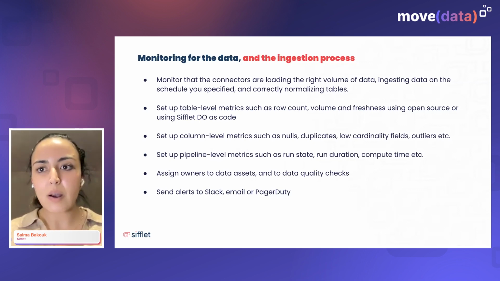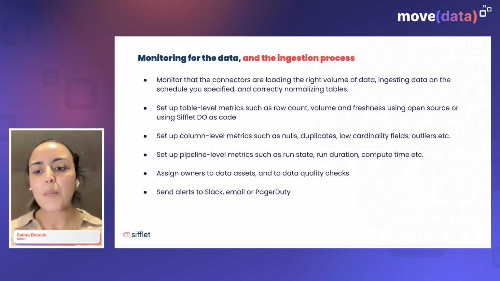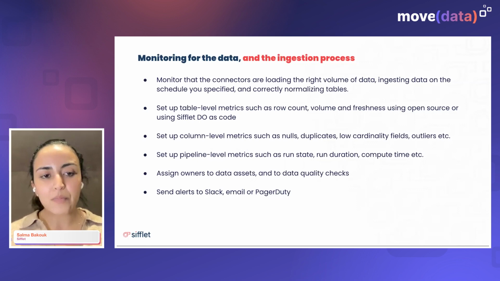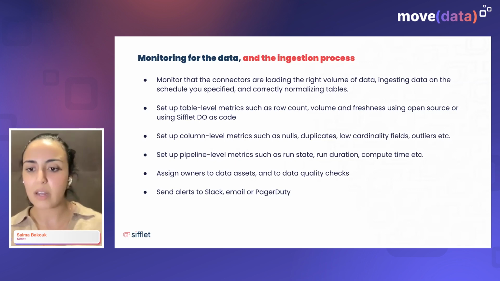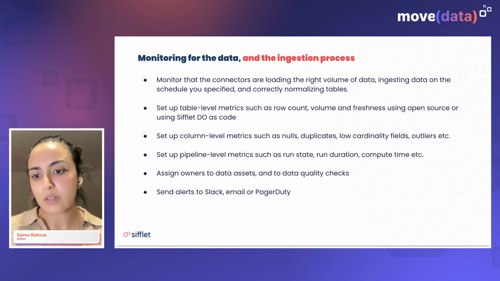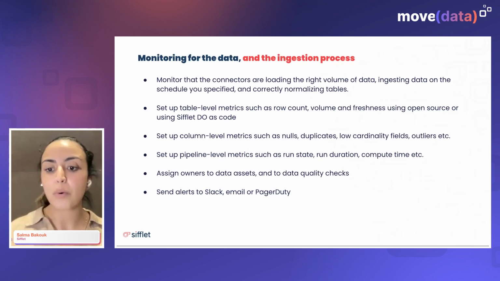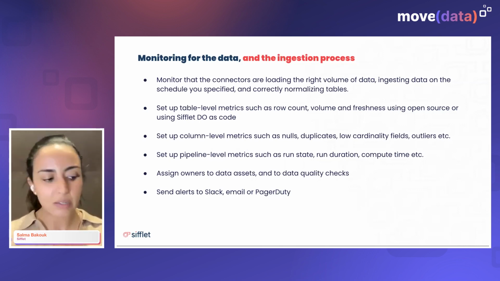So practically speaking, you want to monitor that the connectors are loading the large volume of data, that the data ingestion is happening on the schedule that you were expecting, and that you have a bird's eye view of everything that's being ingested from the sources. And you want to set up checks at 3 main levels. So first of all, you want to set up what we call table level metrics, things like row counts, volume, freshness, etc. You can do this using some existing fantastic open source solutions for data quality monitoring, or you can use what we call Sifflet data observability as code, and you can incorporate that really in the way you're building the connector on Airbyte, for example.